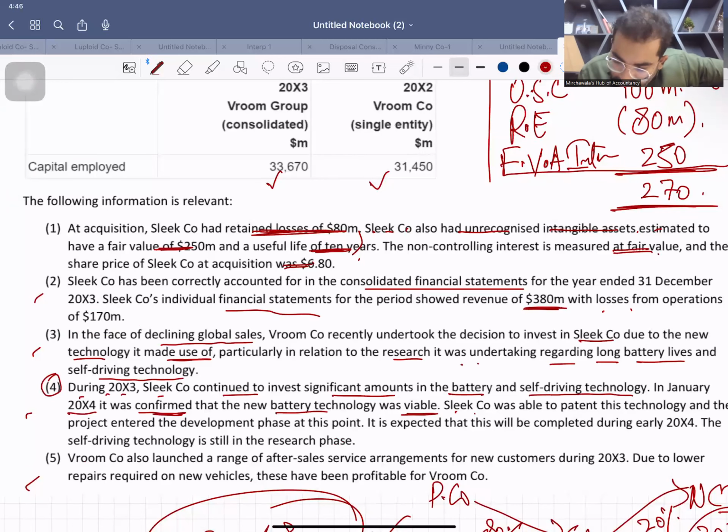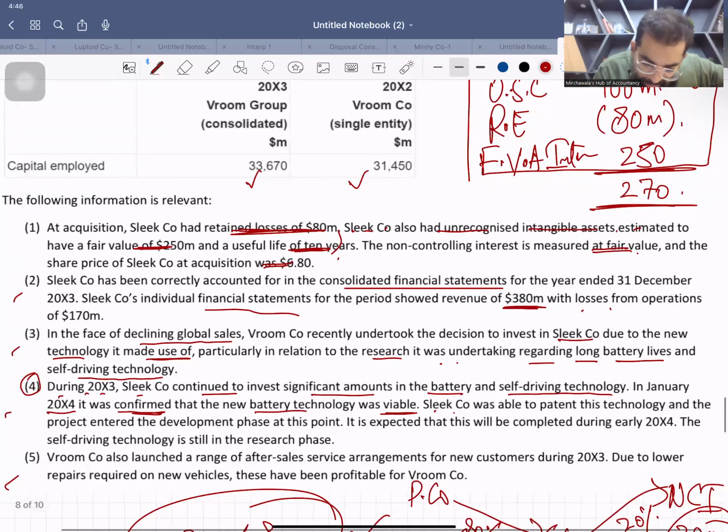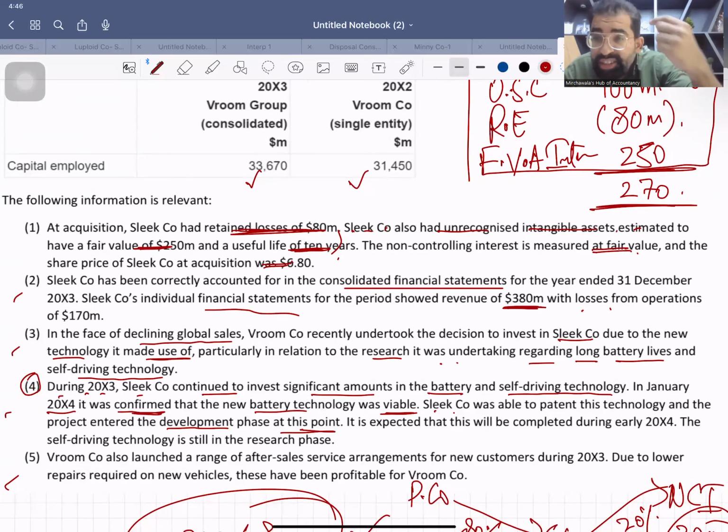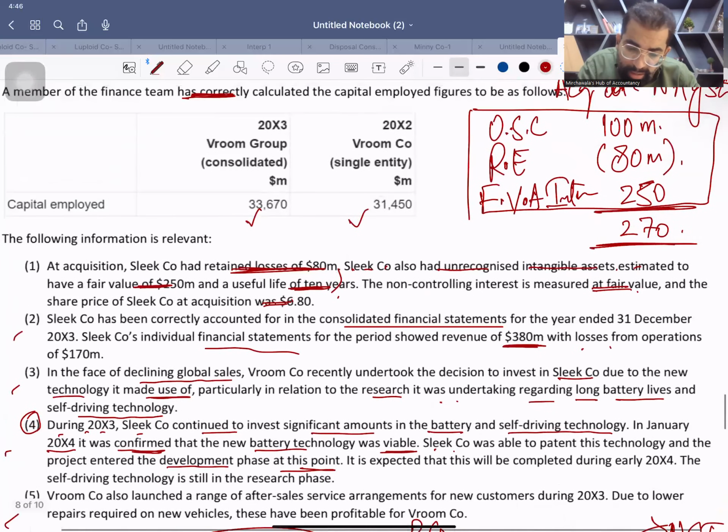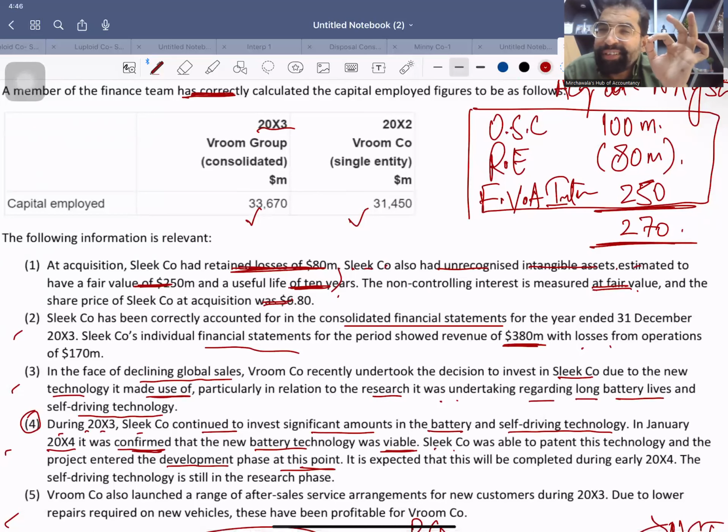The company was able to patent this technology and the project entered into the development phase at this point. So from next year, that is January X4, our accounting period is 31st December X3. Our accounting period ended on 31st of December X3, right?